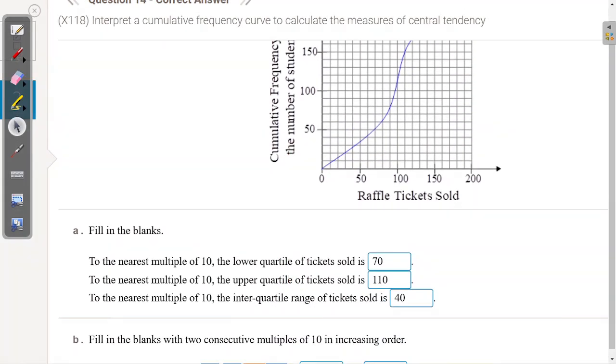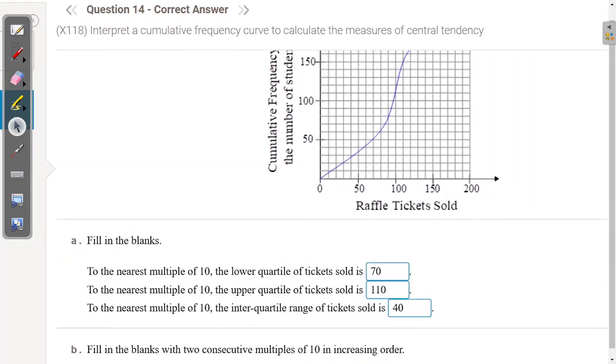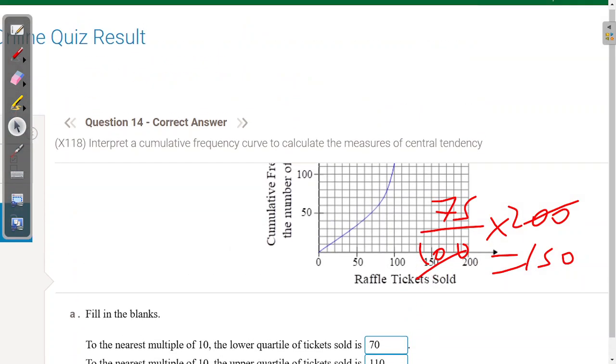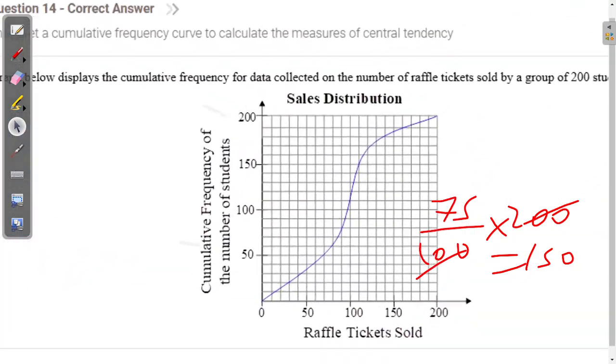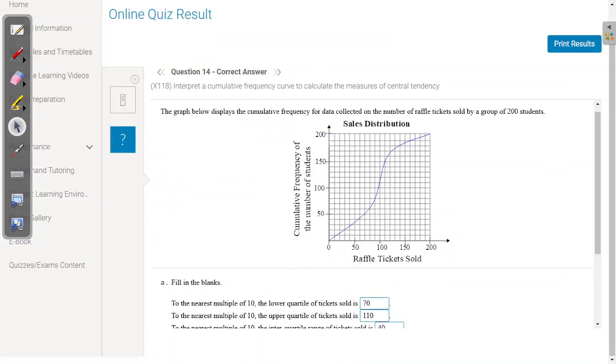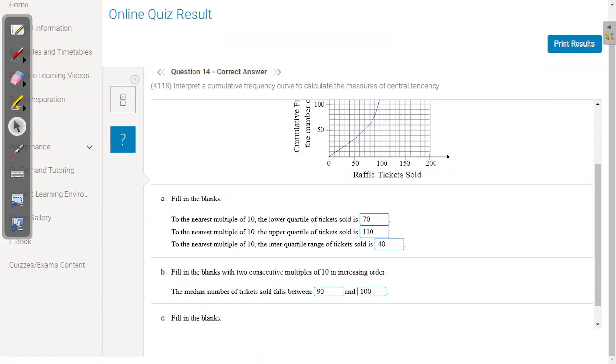And for the upper quartile, it's 75% of the total. So 75 over 100 times 200 equals 150. Again, you check the y. 150 intersects at 110. So it's 110. For the interquartile range, it's just the upper quartile minus the lower quartile. So 110 minus 70 is 40.